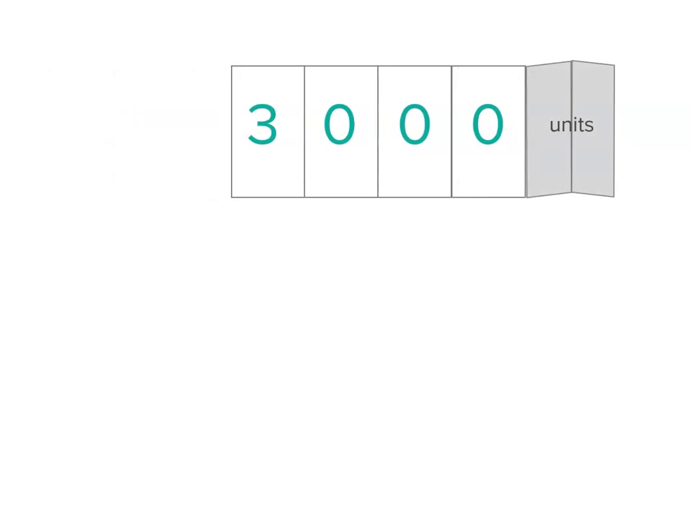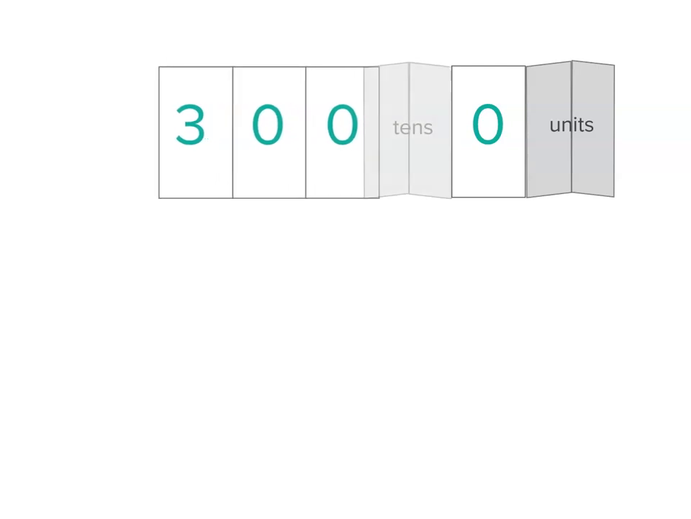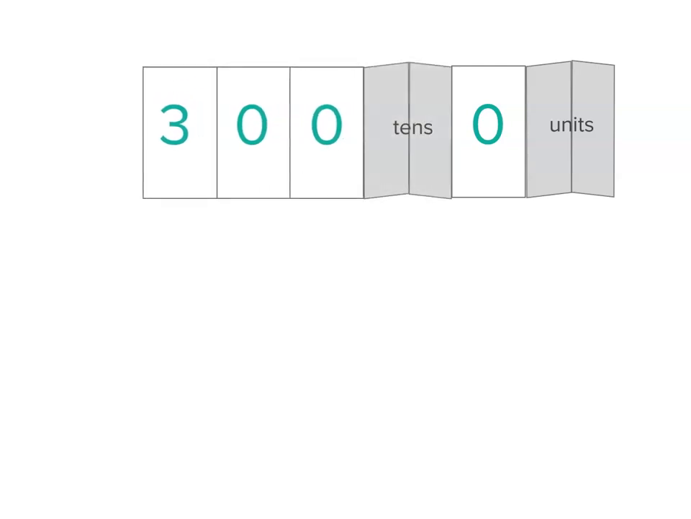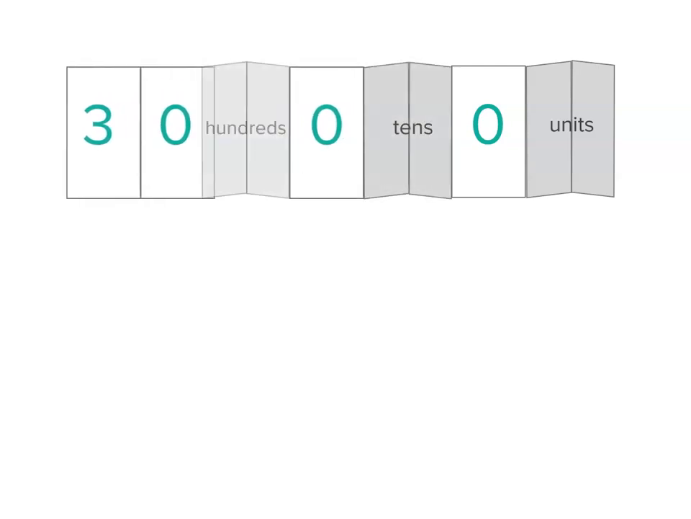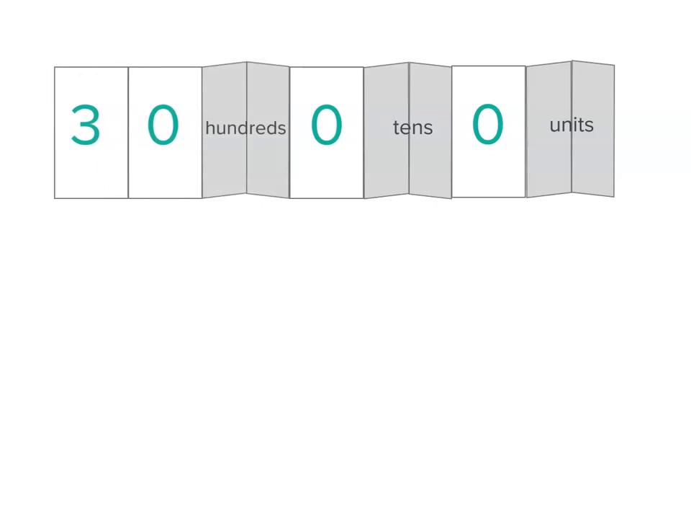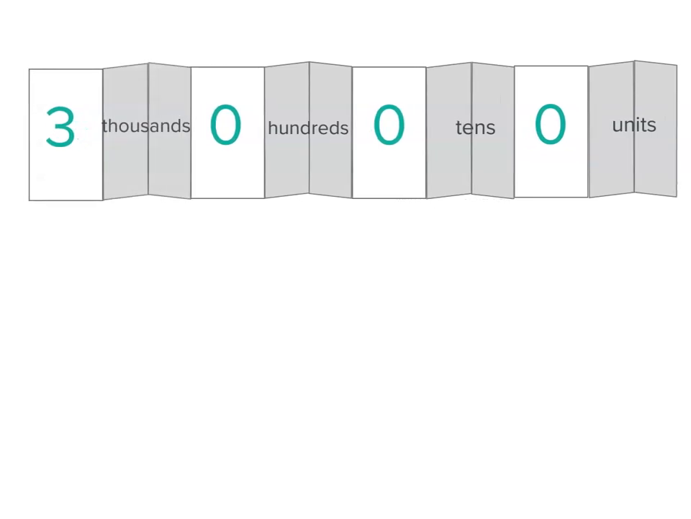If we expand it out like that, it's 3,000 units. It's also 300 tens and no units. But we could also express it as 30 hundreds, no tens, and no units. Or 3,000s, no hundreds, no tens, and no units. And it all means 3,000.